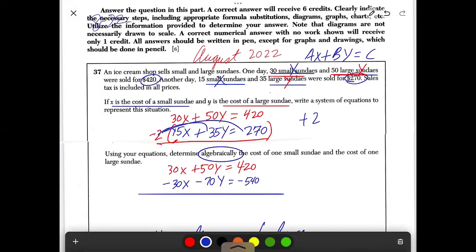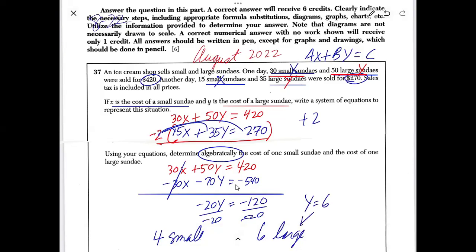Now I'm going to add them. These are going to cancel out. That's why I'm doing it. This is going to be a negative 20y. And this is going to be, what's 540 minus 420? That's going to be a negative 120. All right, and then I divide both sides by negative 20. And so y is equal to 6, which we already saw. And then you're going to take this and plug it into one of the equations and solve for x. And x is going to be 4. All right, so I think that's it.